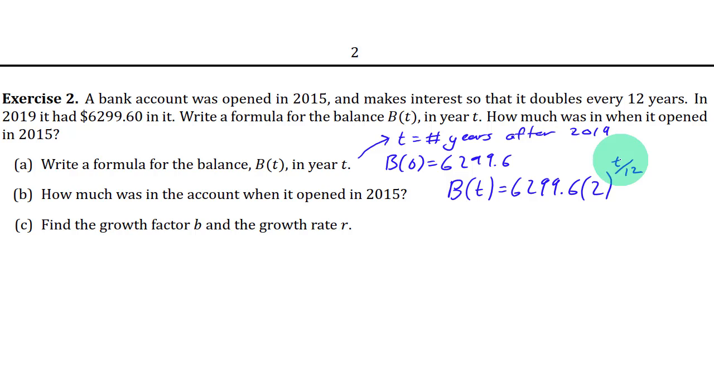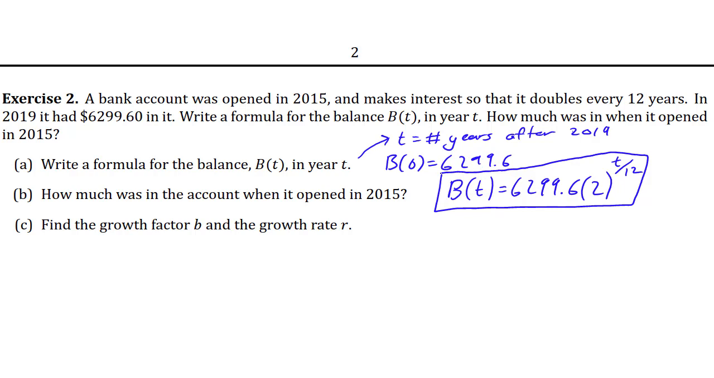Plugging in t equals 0, you can check, gives you 2 to the power 0, which results in what we want there. And if you plug in t equals 12, you'd get 6,299.6 times 2 to the power 1. So that's going to make it double every 12 years. So this is a perfectly good formula for part A, and you might have had something a little different.